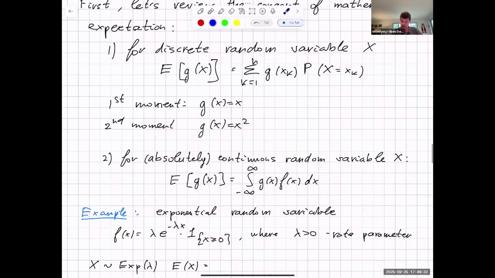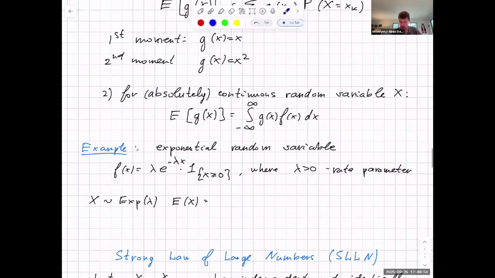In the continuous case, you replace the sum with an integral, but it's the same thing. You weight your function with the density now, and you integrate between negative infinity and infinity, or something else if your domain is not the whole real line. If it's a beta distribution, you would integrate from 0 to 1, because your density f will be 0 everywhere outside 0 and 1. Okay, so this is your expectation.